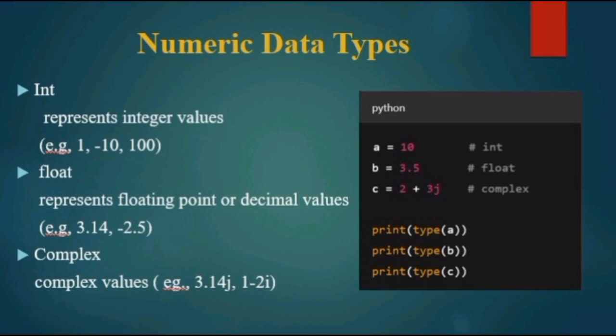Complex numbers have two parts, a real part and an imaginary part. It's written with a j to show the imaginary part, like 1 + 2j or 3.14j. You might not use complex numbers often unless you are working on specific mathematical problems. In Python, you can easily check the type of any number using the type function, and use these types in calculations depending on what kind of numbers you need to work with.